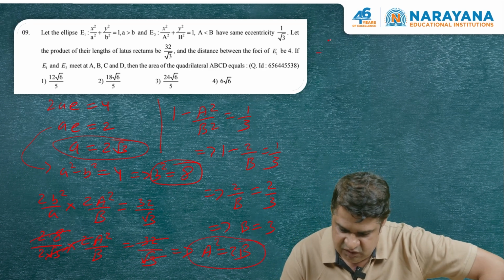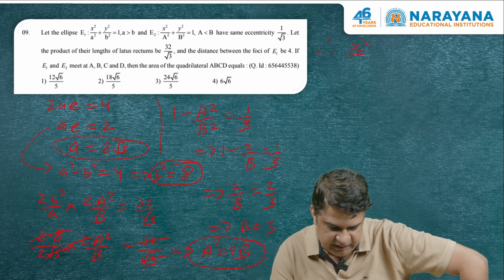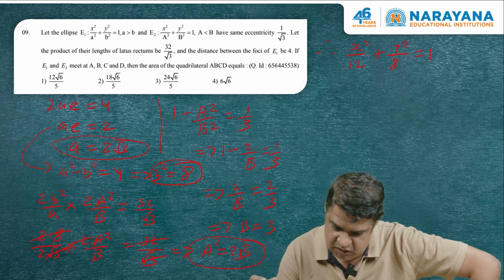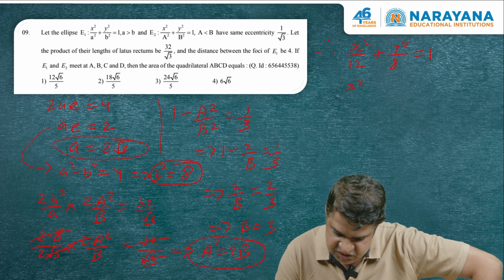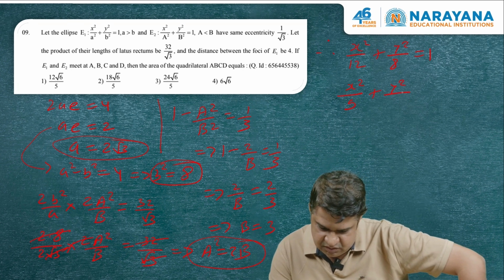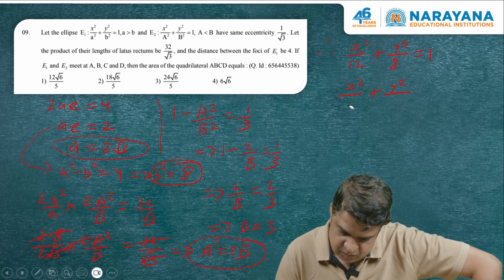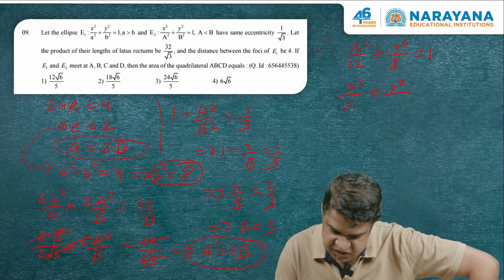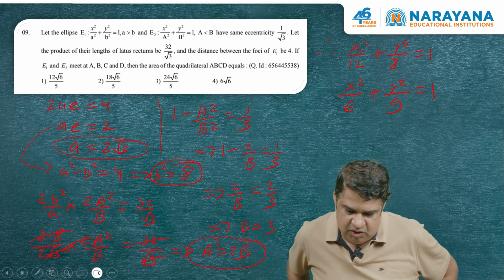So, if we know capital B, now we know capital A also. So, now what is the equation of the first ellipse? Equation of the first ellipse will become x squared by A squared, that is 12, plus y squared by B squared, that is 8, equal to 1, and equation of the second ellipse is x squared by A squared, that is 6, plus y squared by B squared, that is 9, equal to 1. Now, what is the question?